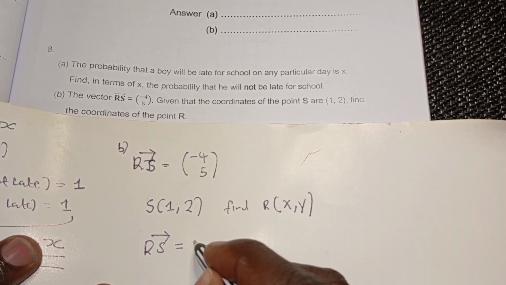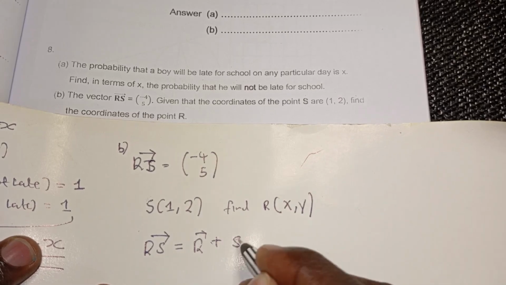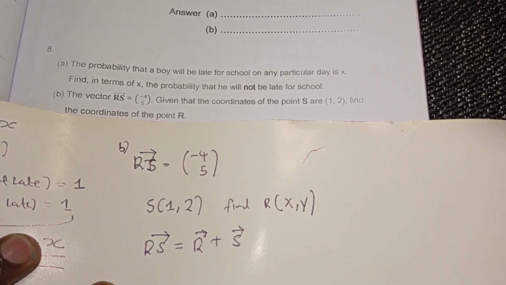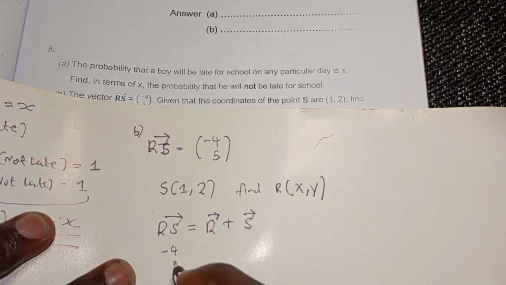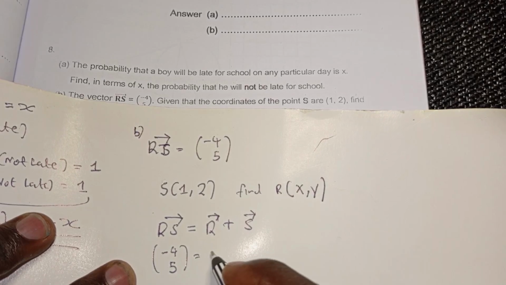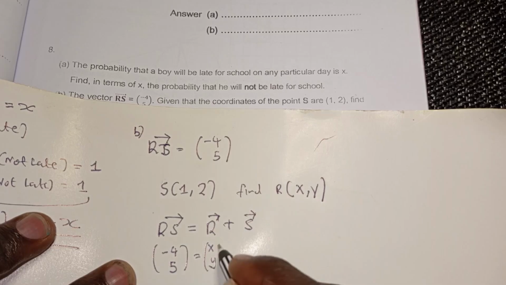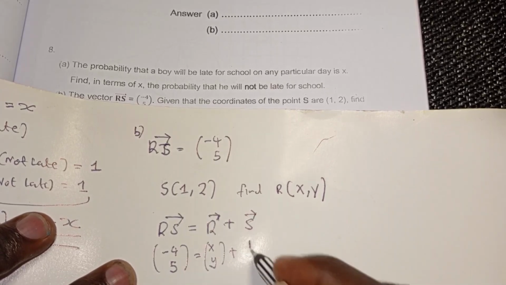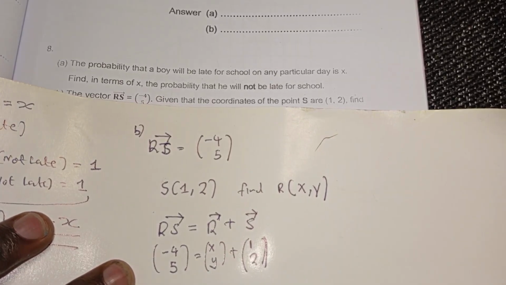Vector R plus vector S, when you use addition. This vector has been given there, it's -4, 5. The vector here we don't have y, so we're just going to put x and y plus s. We write this in vector form, it is 1 and 2.